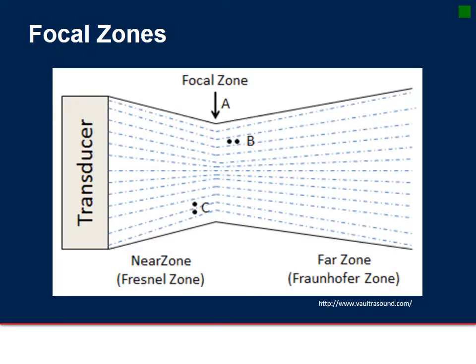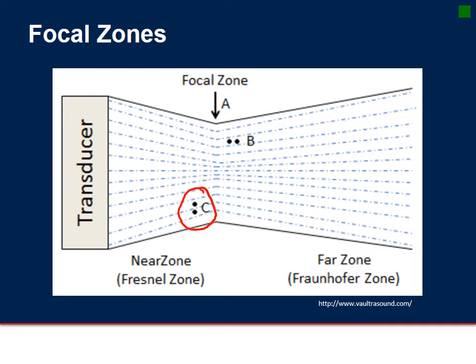So another concept is focal zones. Every transducer sends out ultrasound beams that converge on one another, and then past that point they diverge. It's at this point of convergence that we call the focal zone. The focal zone is important because at the focal zone, the lateral resolution is the best. And so the resolution between two objects that are side by side to each other will be best.